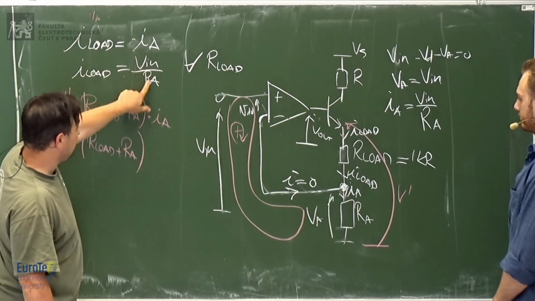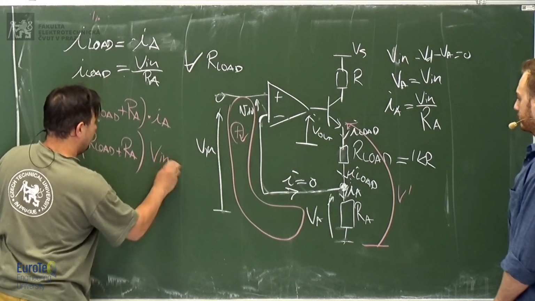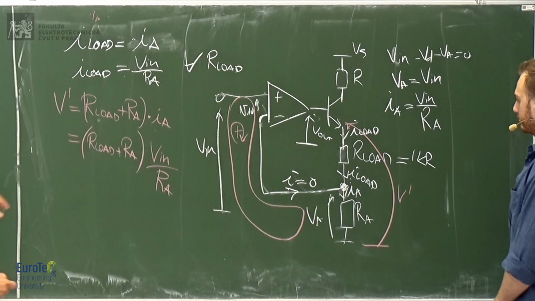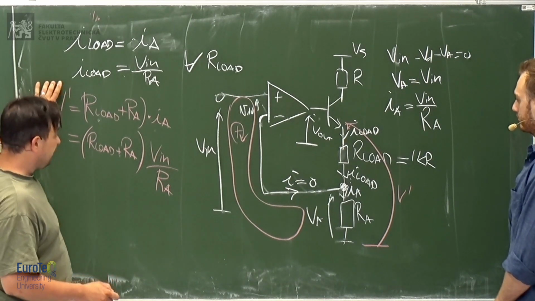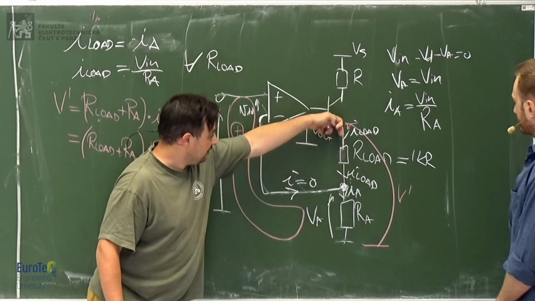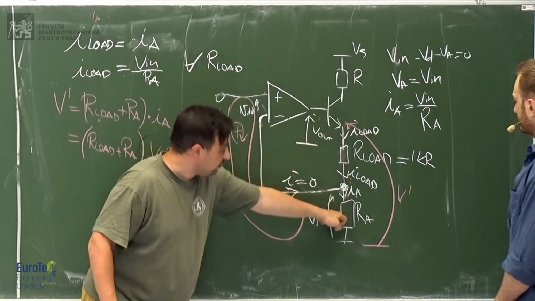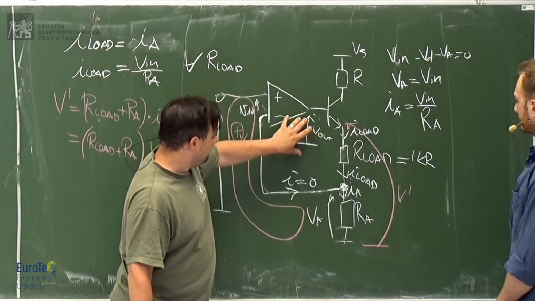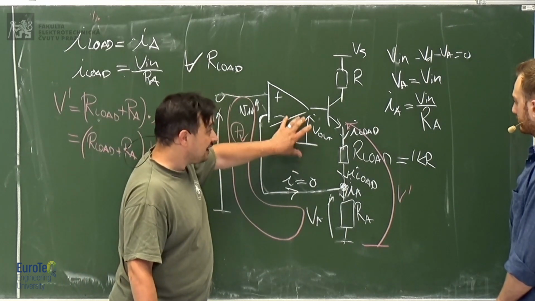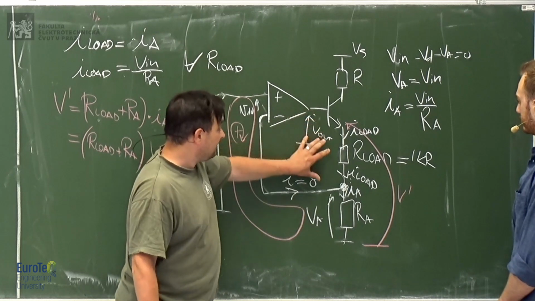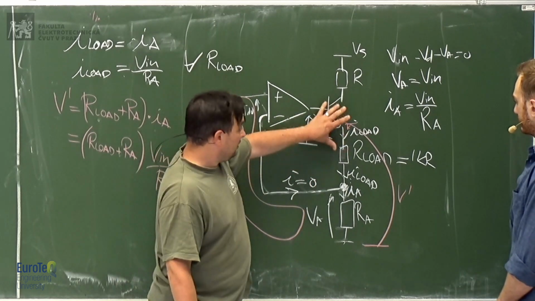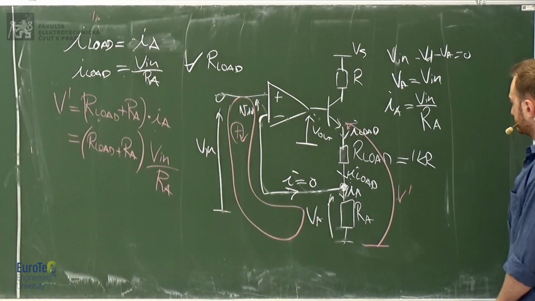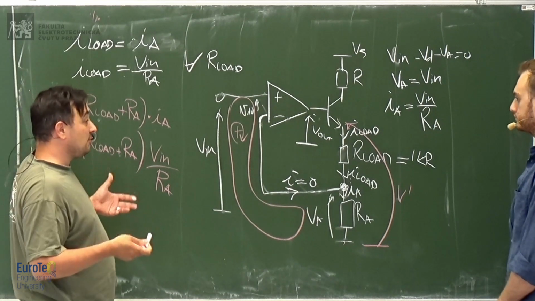IA is V input divided by RA, and Bob's your uncle. Now, you can calculate this. This is the voltage necessary to have a current which flows in this resistor equal to this current, okay? So the operational amplifier will generate the necessary output voltage so that the transistor will generate this voltage here and have this current. This is an ideal current source.